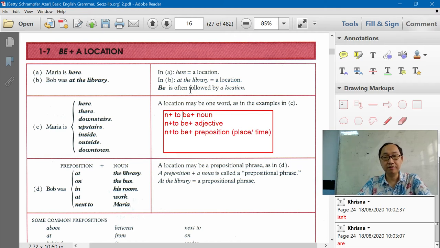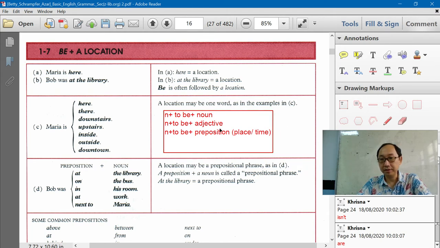Preposition could be for place or time. A place is a location. So for example, here at the library, there, downstairs, upstairs, inside, outside, downtown. So those words are location. Those words are places. And then preposition is usually combined with noun.